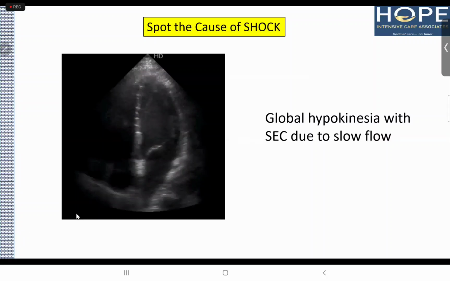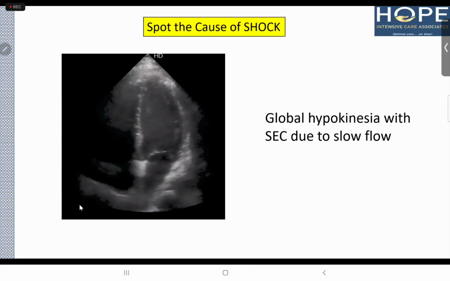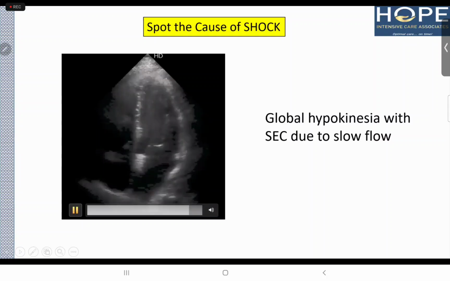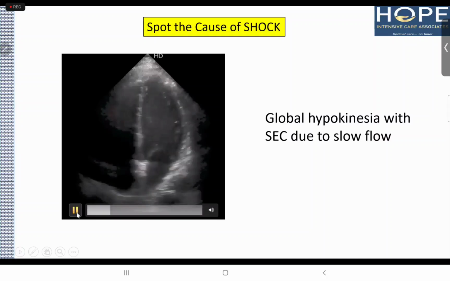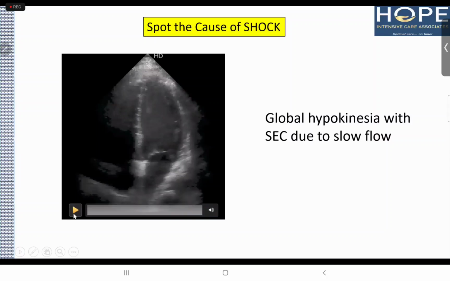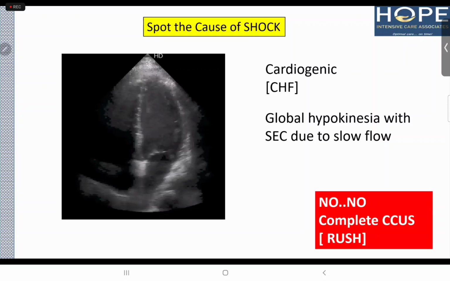So again, it is obvious. Can anybody comment on what you see in the left ventricular cavity? That is called spontaneous echo contrast, SEC. This is a marker of very slow flow. So this patient has global hypokinesia and then slow flow. Spontaneous echo contrast in a patient with cardiogenic shock.